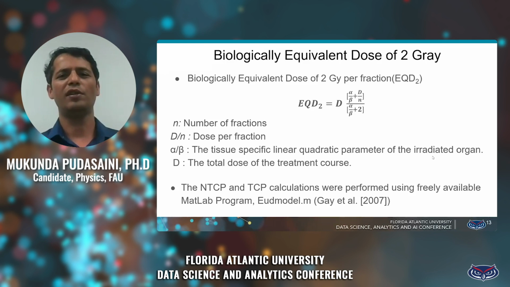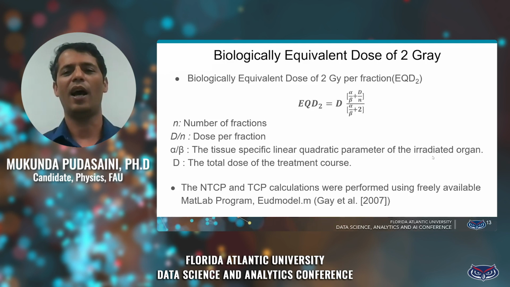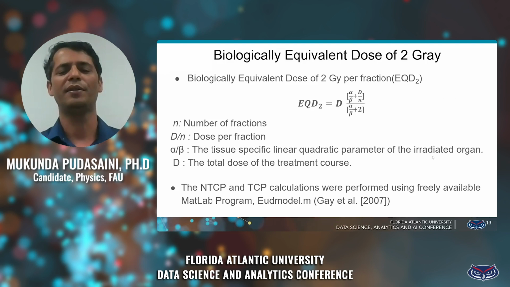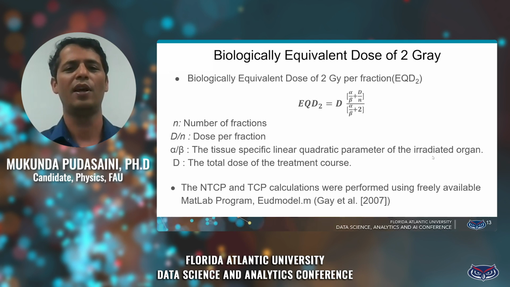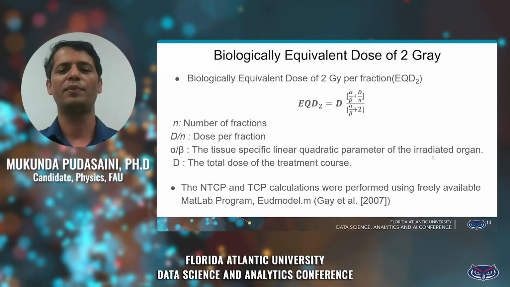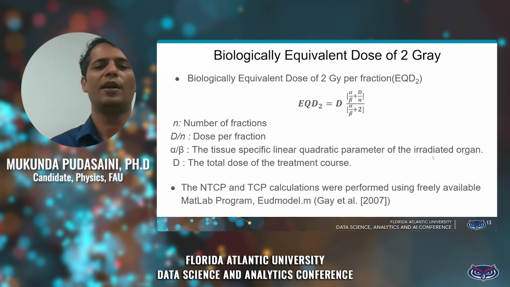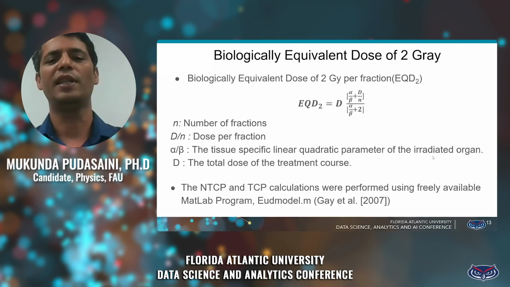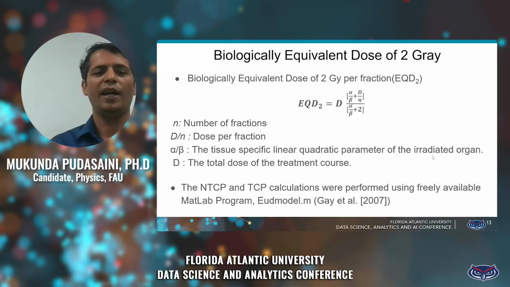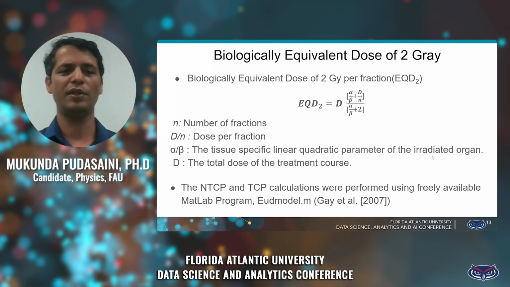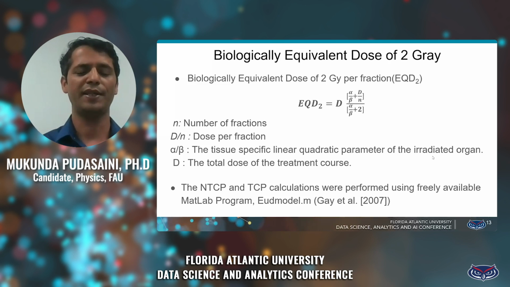The total dose delivered to patients is given in different fractions, with different doses per fraction. So to make all the treatment plans consistent, we have to convert them into biologically equivalent dose of 2 gray per fraction, which is done by using this equation. Here, n is the number of fractions given for the total dose, and D by n is the dose given per fraction.